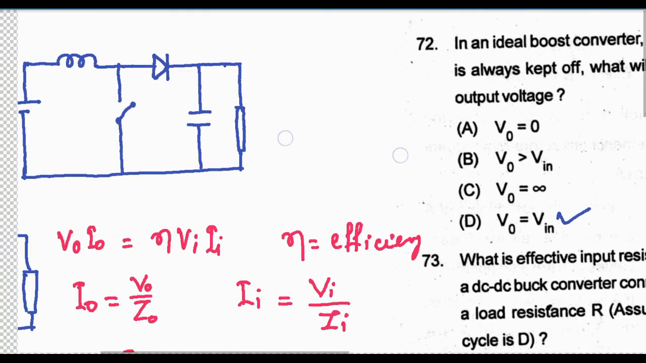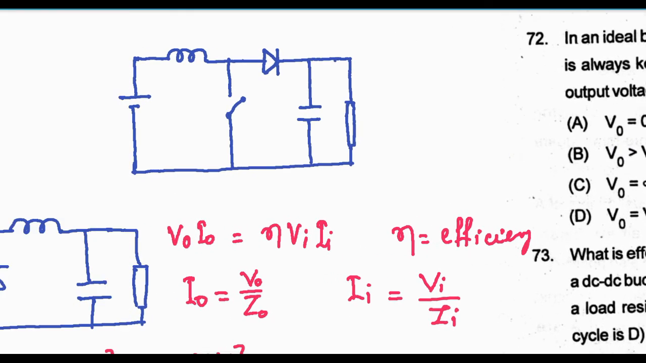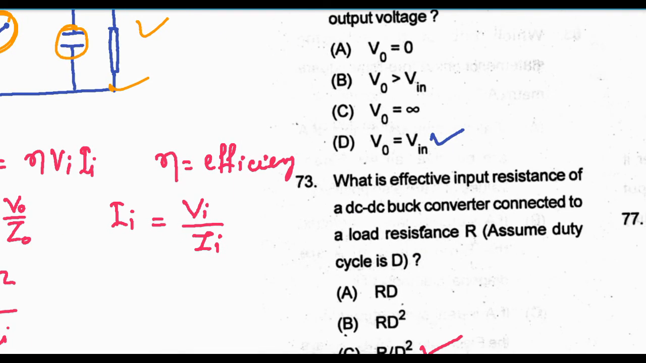Output voltage will be equal to the input voltage. Switch is always kept open or off. What will happen? This voltage will appear at this, because due to DC voltage source, this will act as short circuited, and this will act as open circuited after fully charged, and this will be forward biased. So the total input voltage will appear at the output. So V output or V naught will be equal to V in.